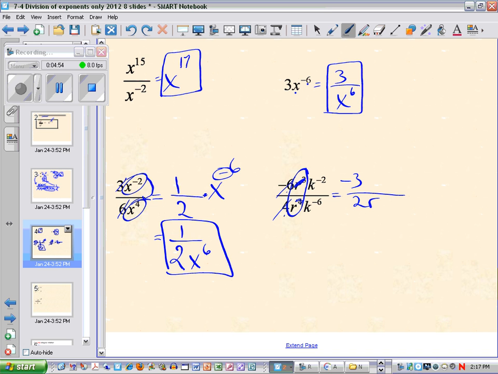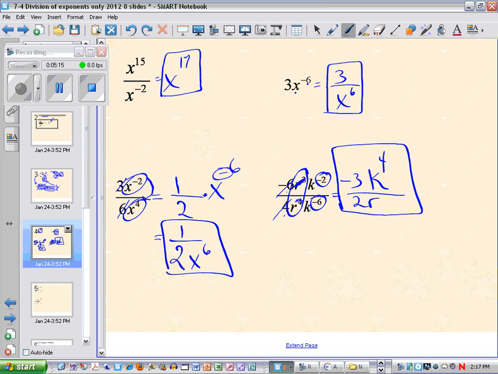Now we have k to the negative 2nd divided by k to the negative 6. So let's subtract our exponents. Negative 2 minus negative 6. Negative 2 plus 6, that would be k to the fourth. So, k to the fourth.